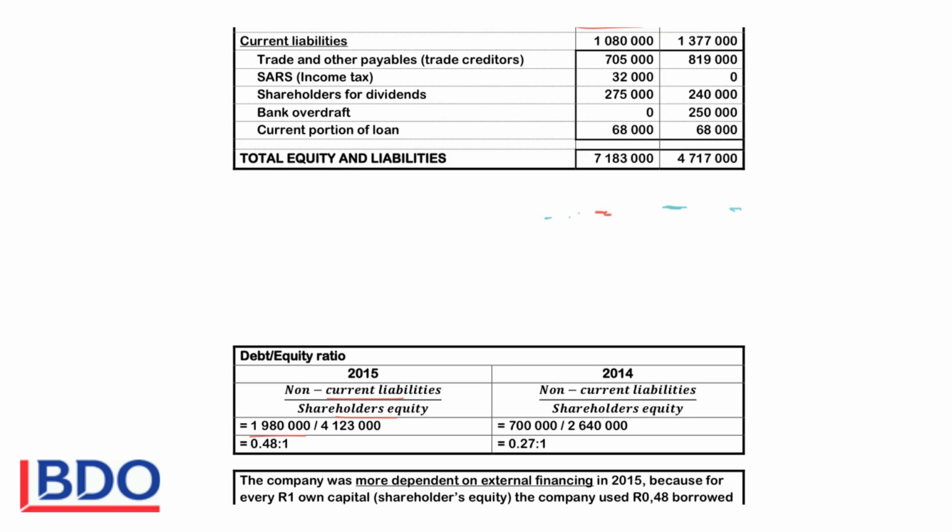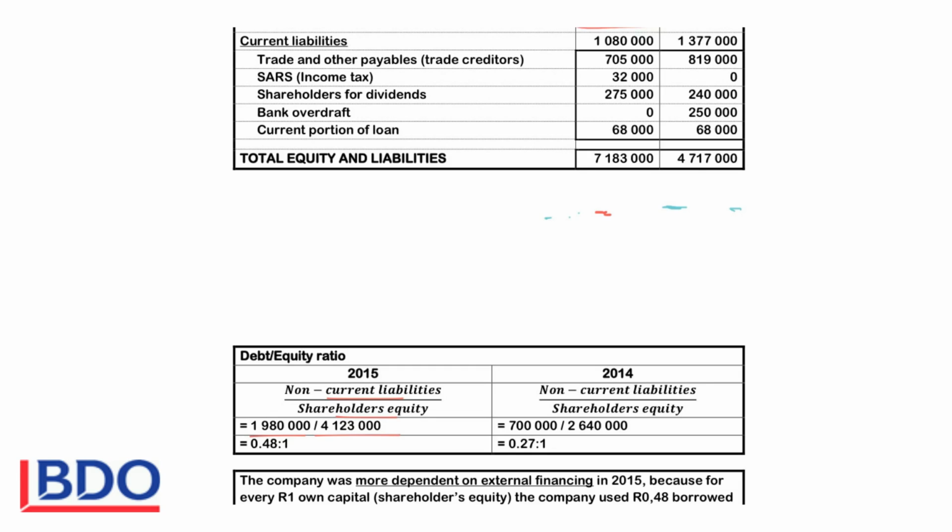Shareholders' equity consists of all the money that belongs to the owners. So that means it's the total shareholders' equity that consists of the share capital and the retained income. And for 2015, it's 4123. So if we do this calculation, we see that the debt-equity ratio in 2014 was 0.27 to 1. That means the shareholders' equity is much higher than the long-term liabilities.